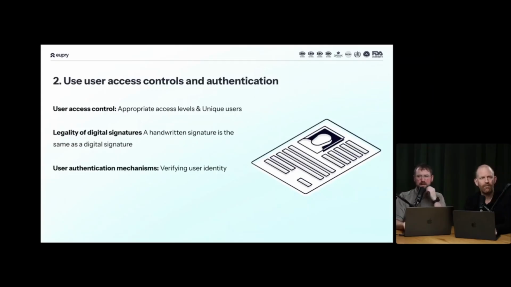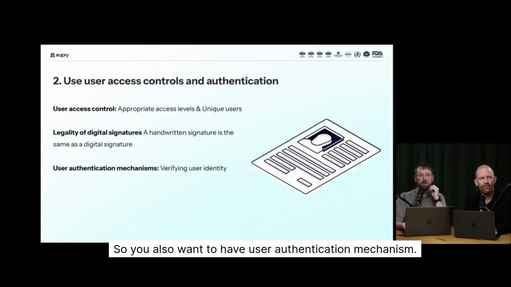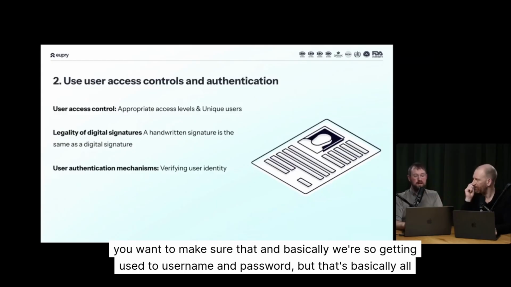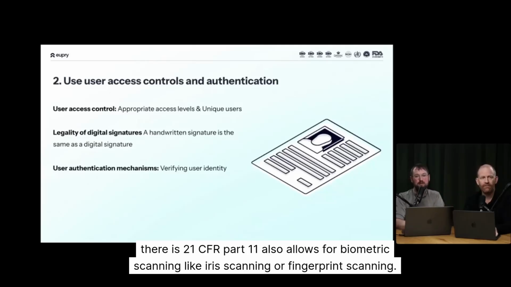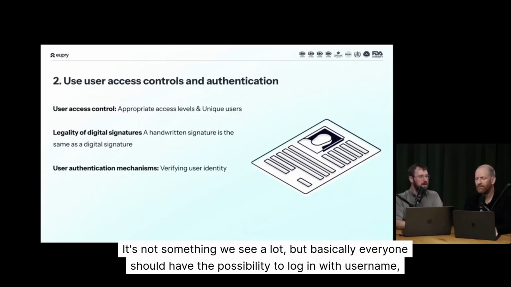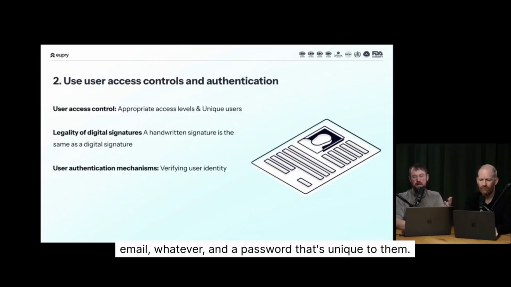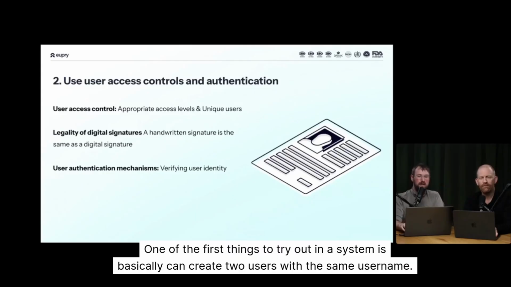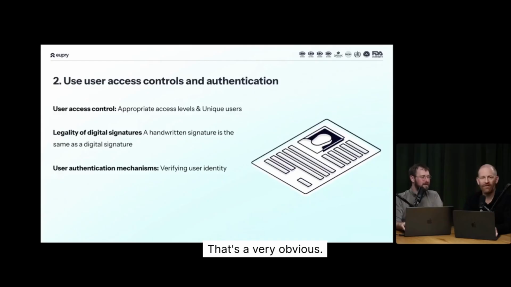So you also want to have a user authentication mechanism. We're getting used to username and password, but that's not all there is. 21 CFR Part 11 also allows for biometric scanning, like iris scanning or fingerprint scanning. It's not something we see a lot, but everyone should have the possibility to log in with username, email, whatever, and a password that's unique to them. So one of the first things to try out in a system is, can you create 2 users with the same username? That's very obvious.